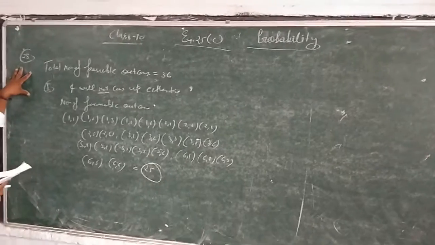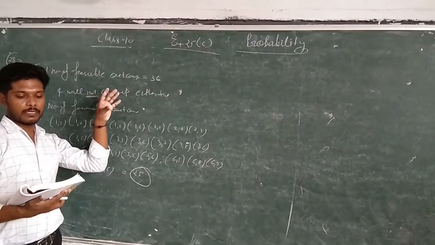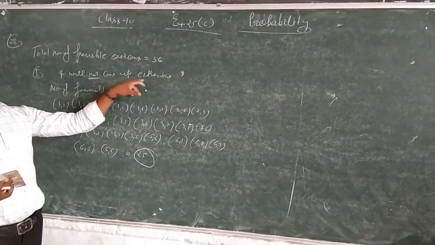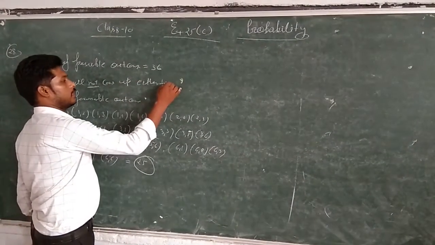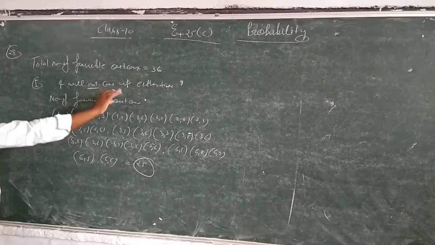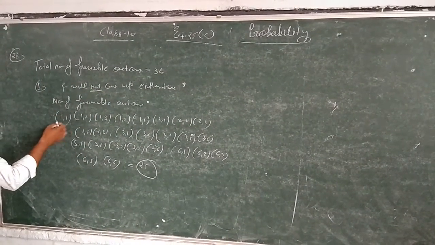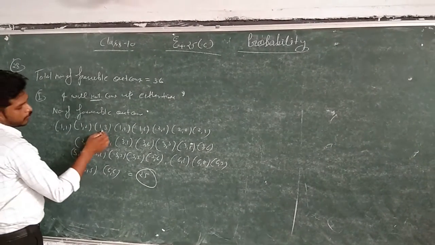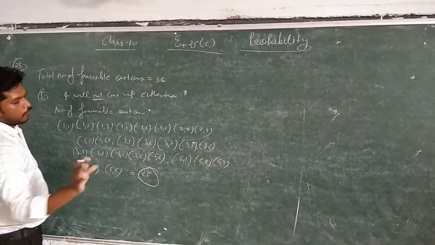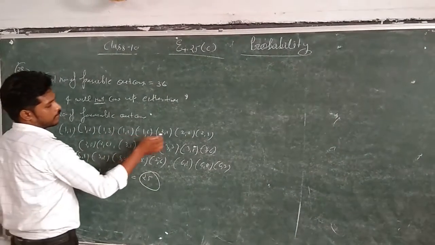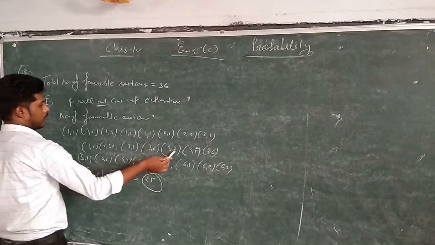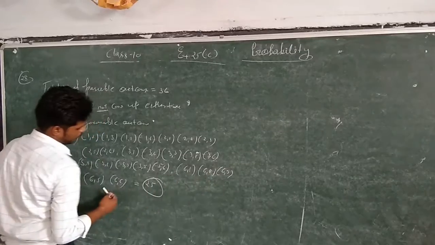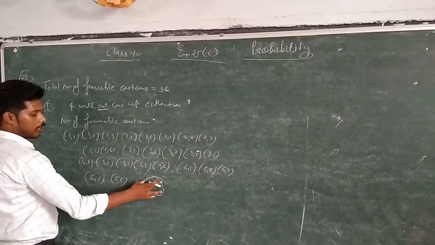So now let's discuss question number 28. Two dice are thrown simultaneously. What is the probability that the first point is 4 will not come up either time? It means he is asking what is the probability when 4 will not come up. So let's discuss the number of favorable outcomes. Here we leave only the 4. Counting, the favorable number of outcomes are 25.